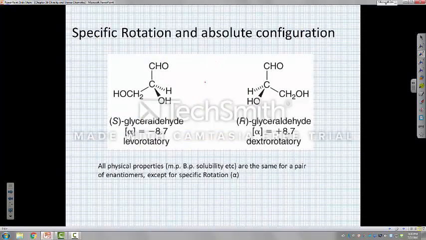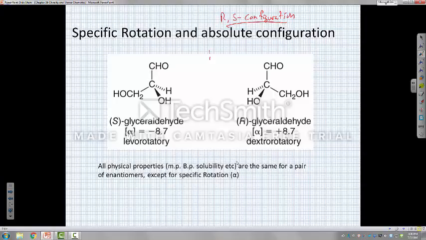A lot of the videos go into something called absolute configuration, or R and S configuration. Your book doesn't talk about it, and I'm not going to talk about it, but if you look online, you'll see people discussing R and S assignments, and I'm not going to get into that. All I want you to recognize is these two compounds are mirror images.